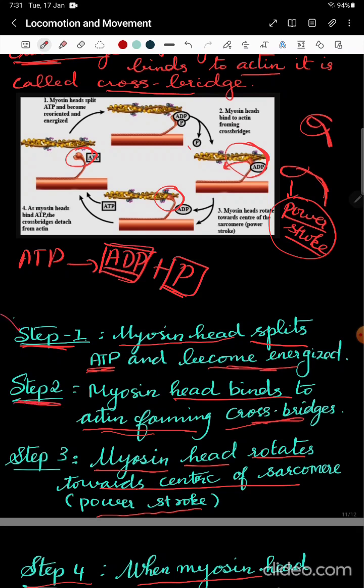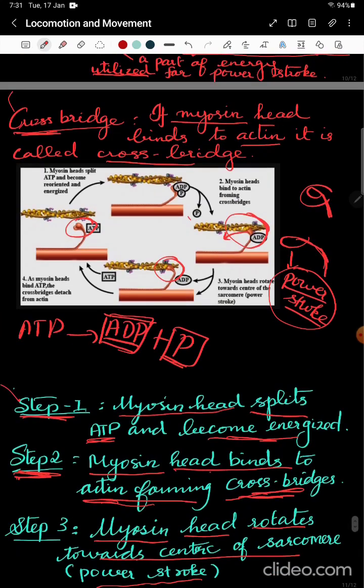In the second step, what is going to happen? This myosin head has already been energized. This energized myosin head is going to bind with the actin filament by the formation of a cross bridge. For this formation of the cross bridge, it needs energy, and that energy is obtained by the splitting of ATP. Understood? Okay. Now in the second step, the myosin head binds to the actin, forming the cross bridge. So what is a cross bridge? It is nothing but when the myosin head binds to actin; that is called a cross bridge.